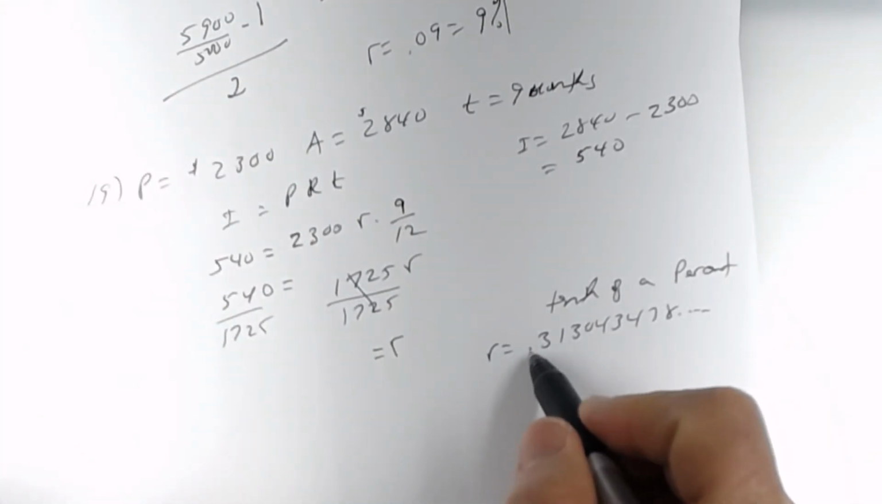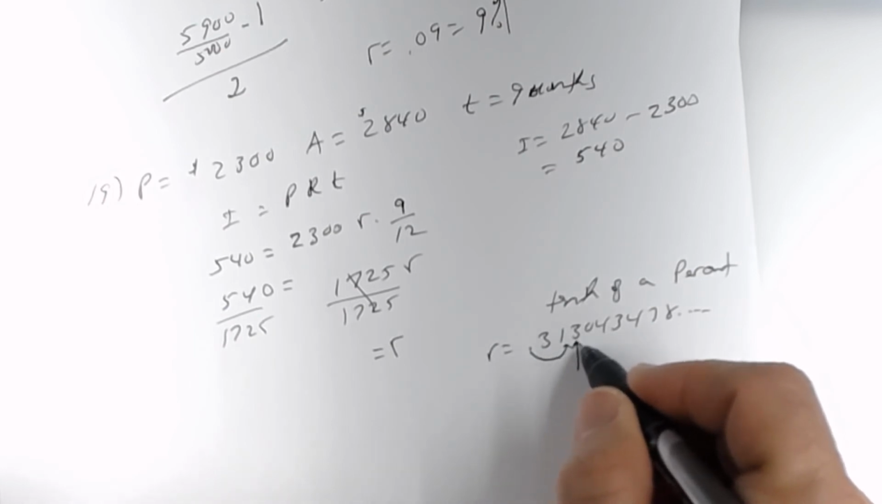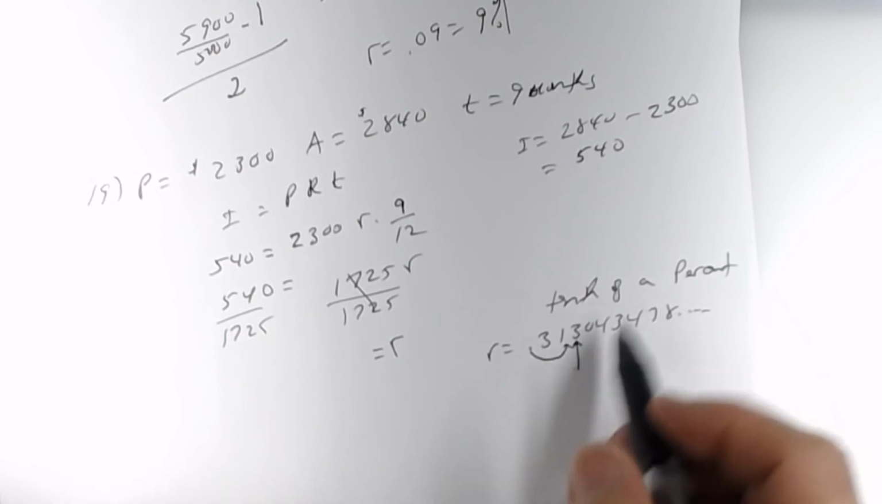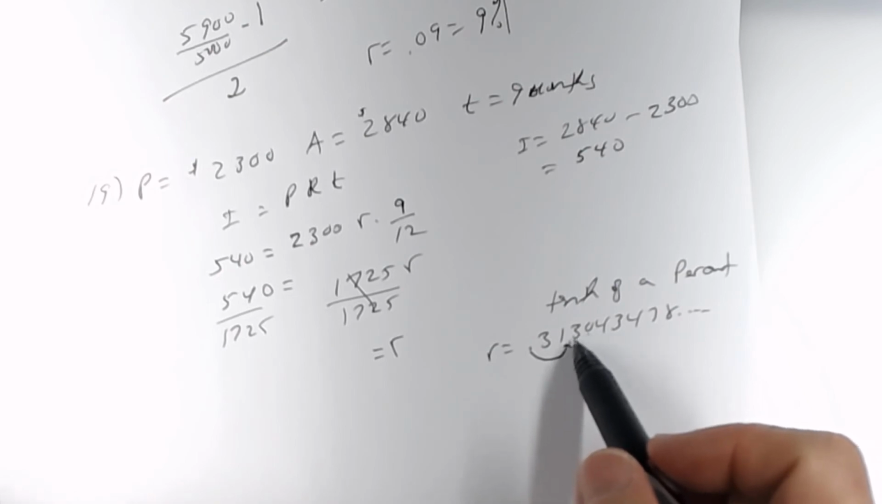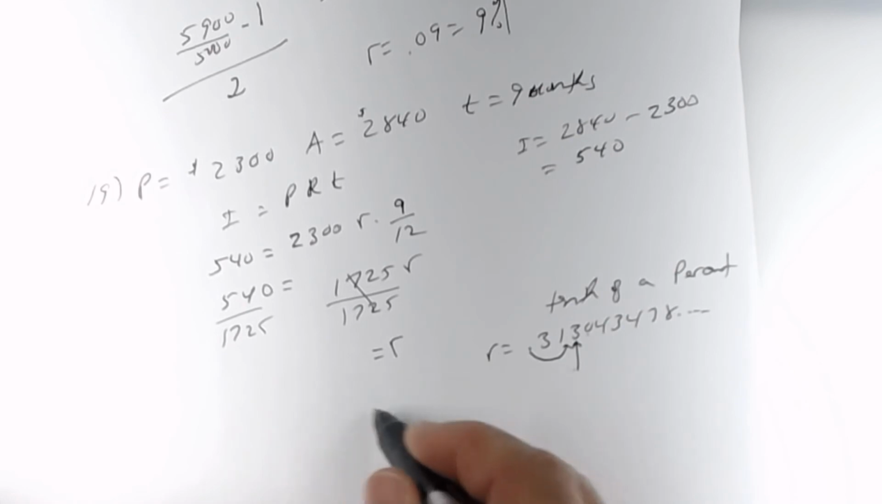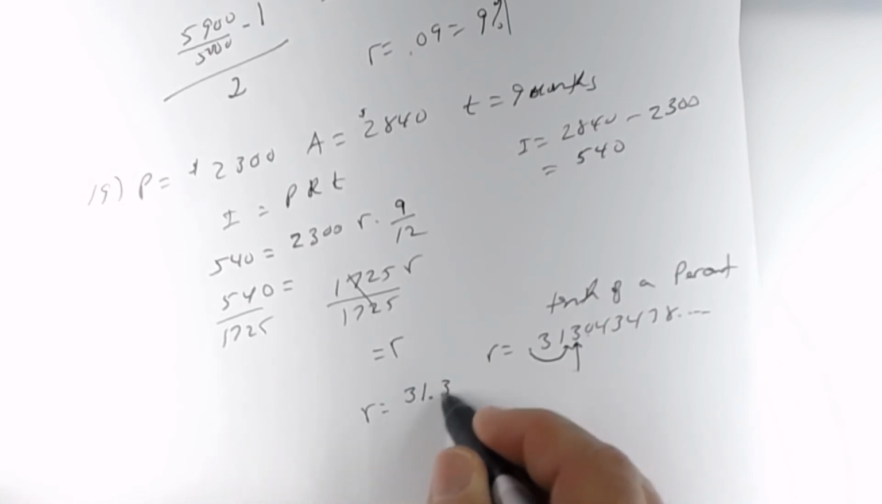You move it 2 places to the right. And then this tenths place is what they're talking about. Round off here. So you got to look at this digit next to it, though. So since that's less than 5, the 3 stays 3. So tell me what the rate is. 31.3%?